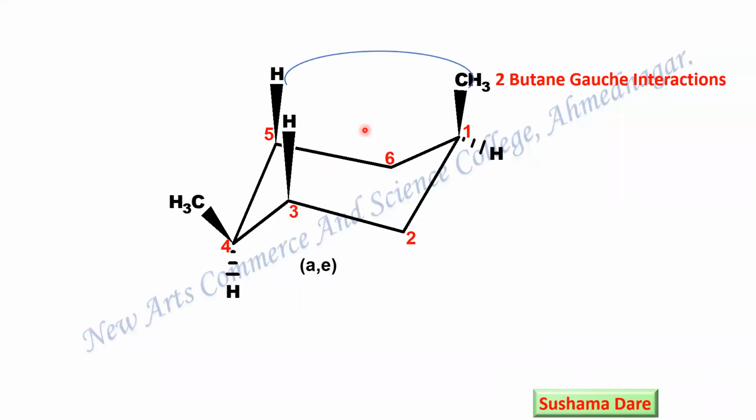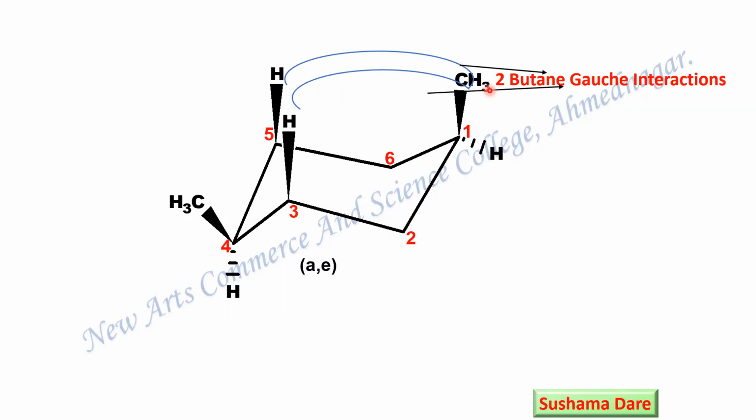So which are those? The first butane-gauche interaction is this: the methyl, then C1, C6, and the C5 axial hydrogen. That is 1, 2, 3, 4. The C4 carbon is butane, and this axial hydrogen and this methyl group are causing interaction. So this is the first butane-gauche interaction. The second butane-gauche interaction is again at the C1 methyl group, then the second carbon, third carbon, and the third carbon axial proton causing interaction with this methyl group. So this is another butane-gauche interaction.